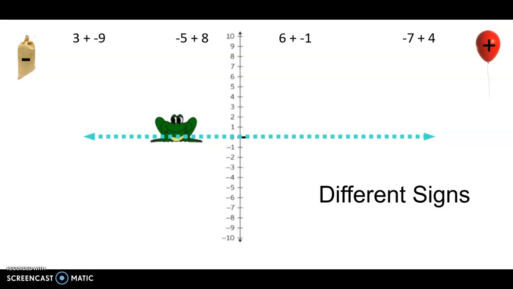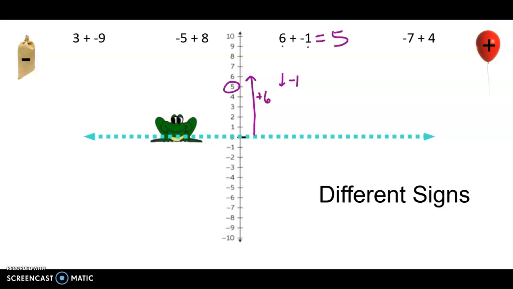How about the next one? You're drawing these arrows on your paper as well, up or down for each of the arrows. Okay, 5 sandbags, 8 balloons. 5 negatives, 8 balloons, 8 positives, and you can see we end up at 3. Okay? How about the next one? 6 balloons, 1 sandbag, right? So he goes up to 6. You're writing the arrows on your paper. 1 sandbag is going to bring him down to 5.